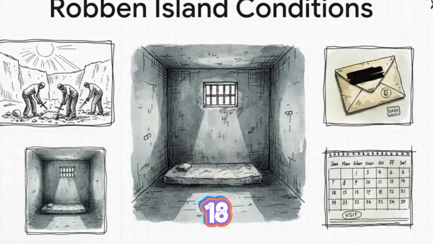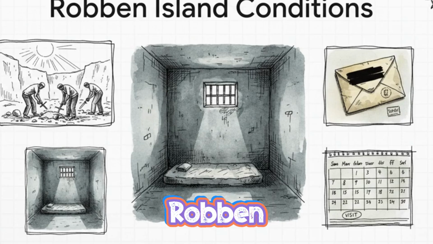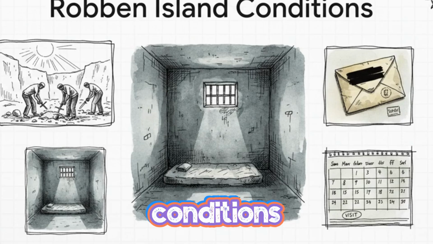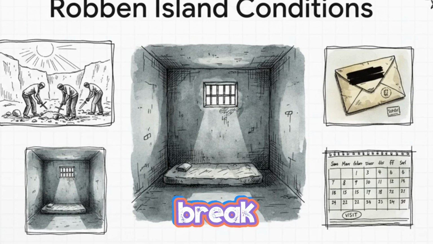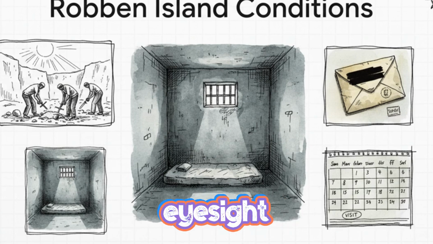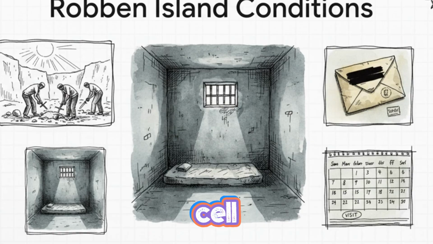So for the first 18 of those years, he was on the infamous Robben Island. And the conditions there were just designed to break people. Hard labor in a lime quarry that actually permanently damaged his eyesight, stuck in a tiny, damp cell, and almost completely cut off from the outside world.